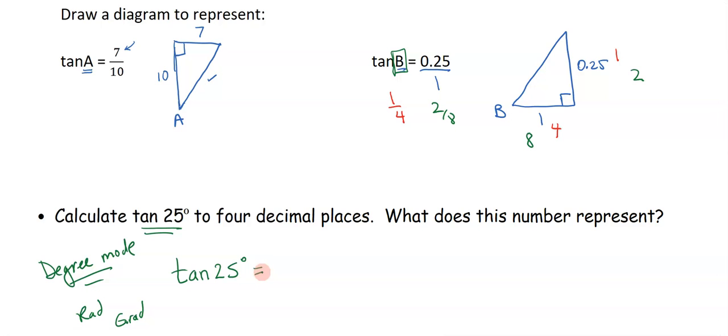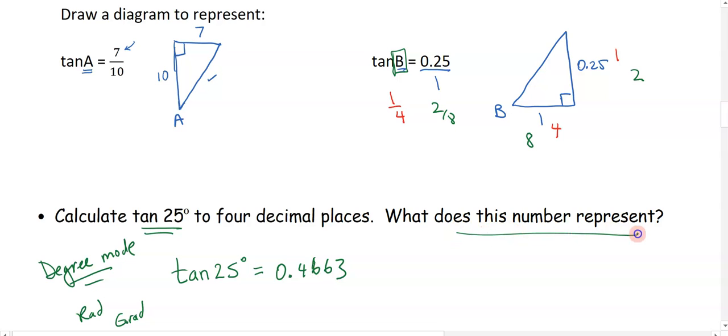You should be getting 0.4663 on your calculator to 4 decimal places. If it asks you to round to that, I get that. So if you're not getting that, then you need to ask for help from someone with your calculator or double check the mode. It needs to be in degree mode, the D on top in your calculator.